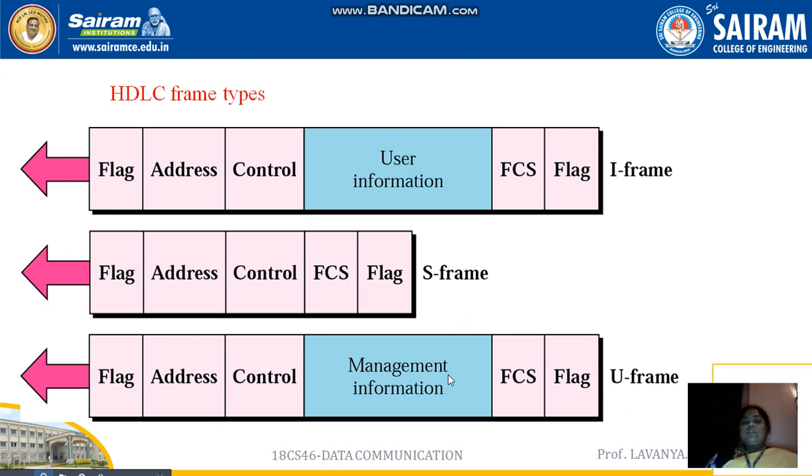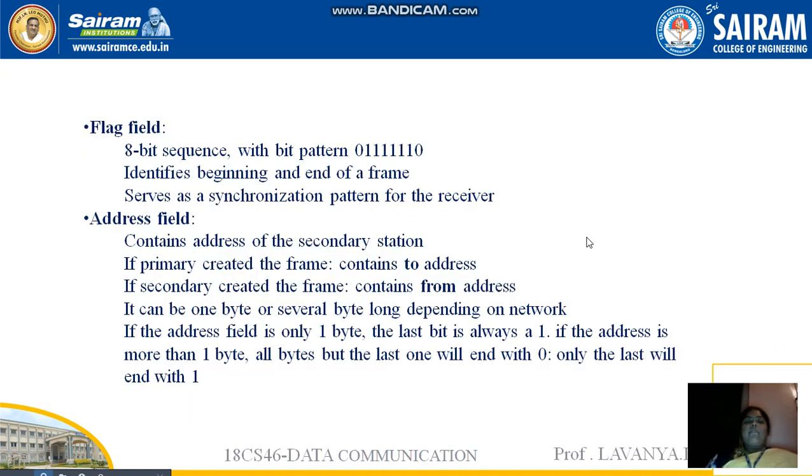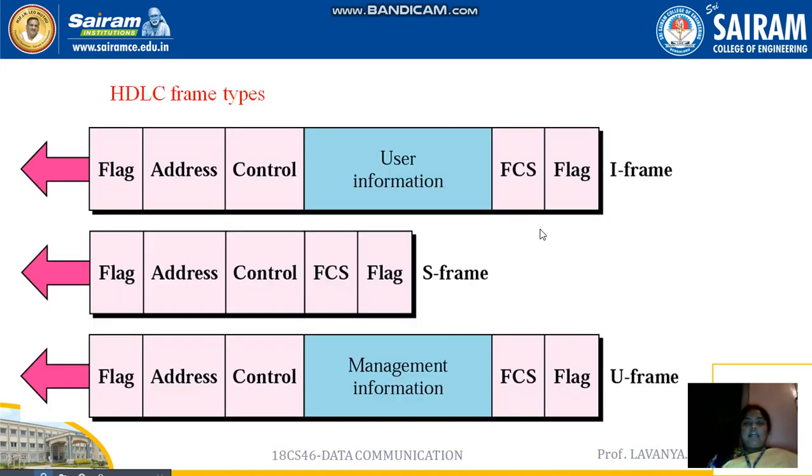Then the U frame is the unnumbered frame, where one system is going to control all the data. So we need only flag, address, and control, etc. So this is our HDLC frame format. Then what is the flag field here? In the I frame, S frame, and U frame, the flags are common. The flag, address, and control fields are common to all three frame types.